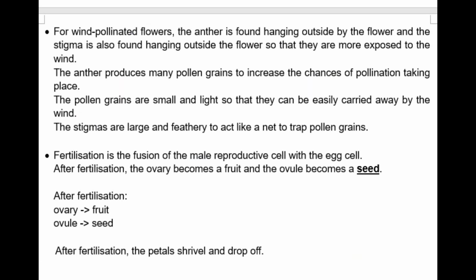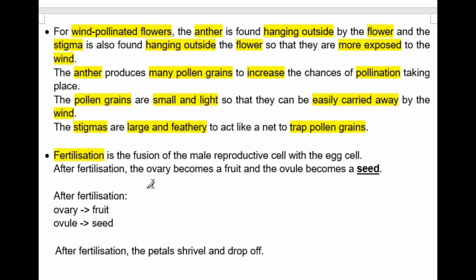For wind-pollinated flowers, the anther is found hanging outside the flower, and the stigma is also found hanging outside the flower so that they are more exposed to the wind. The anther produces many pollen grains to increase the chances of pollination taking place. The pollen grains are small and light so that they can be easily carried away by the wind. The stigmas are large and feathery to act like a net to trap pollen grains.